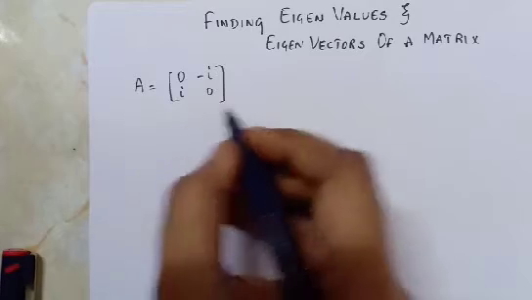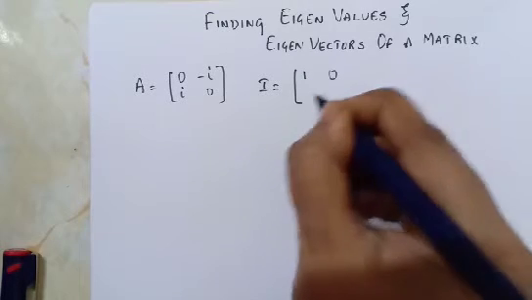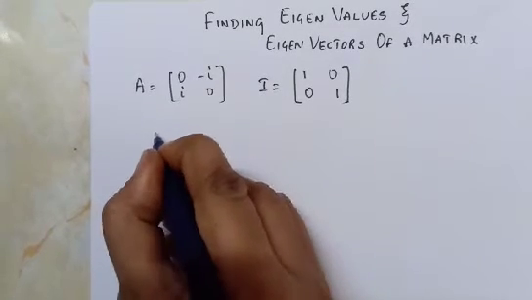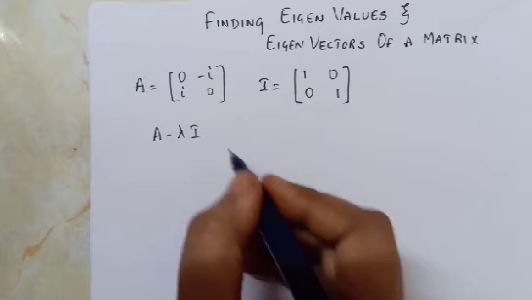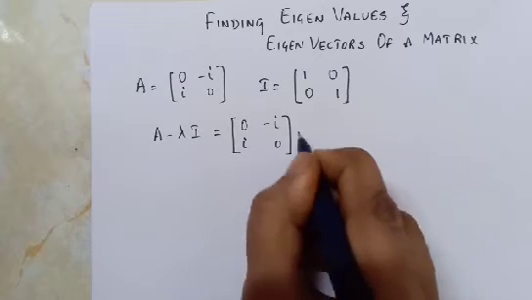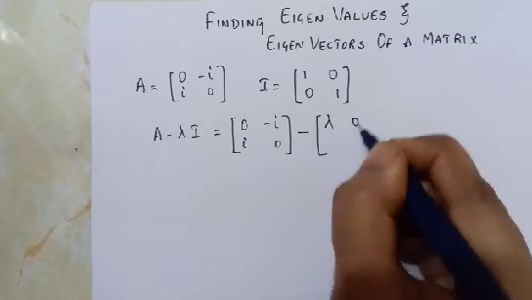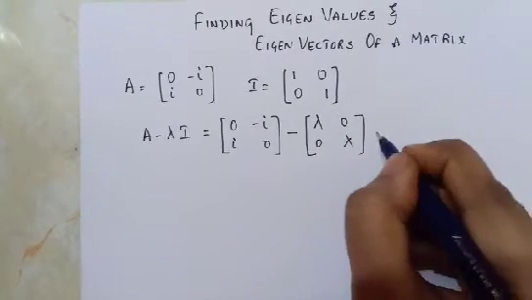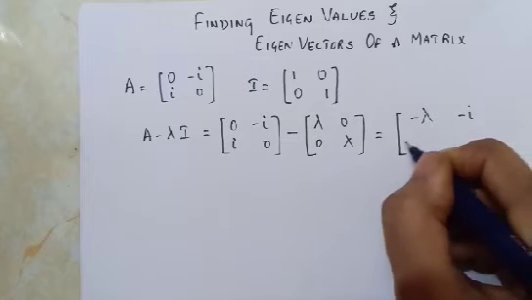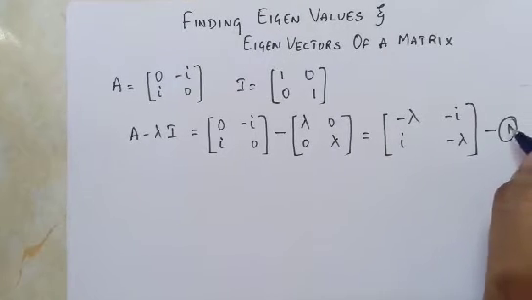For that let us consider an identity matrix of the same order of the given matrix, that is 1 0, 0 1. Next we'll find out the matrix A minus lambda I, where the matrix A is 0 minus i, i 0, minus matrix I multiplied by lambda. So what do we get if we multiply this with lambda? We'll get lambda 0 0 lambda. So when you find out the resultant matrix, you will get minus lambda, minus i, i and minus lambda. Let us consider this matrix as equation 1.